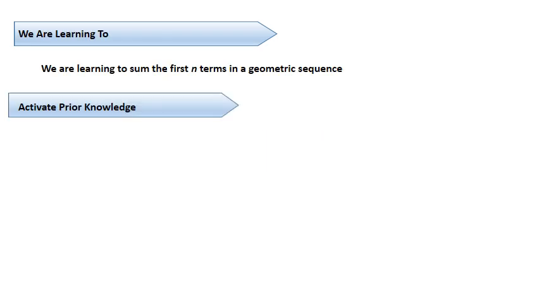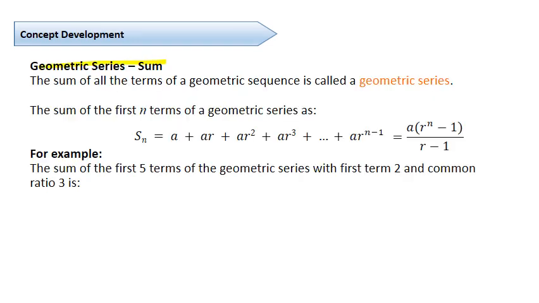Okay, this is now Unit 1, Topic 5, Subtopic 1, dot point number 4. What we're going to be learning to do is sum the terms, or add all of the terms, in a geometric sequence. Summing the first n terms in a geometric sequence. The sum of all terms in a geometric sequence is called a geometric series. The sum of the first n terms can be given by the following formula.